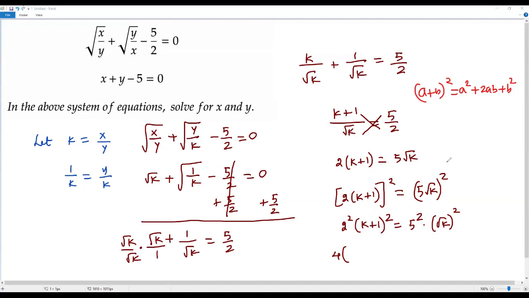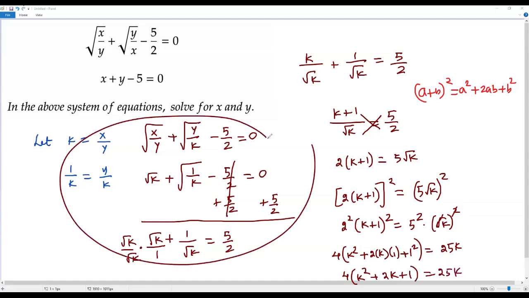Now to get the expansion of this one, we have to use this trinomial. In this trinomial, in the place of a, we have to write k. In the place of b, we have to write 1. Let me do it. Then I'm getting k squared plus 2 times k times 1, that is 2ab, plus b squared, meaning 1 squared. And here 5 squared is 25, and this square root and the 2 will cancel. I'm just getting k. Now 4 times k squared plus 2 times k times 1, which is just 2k, plus 1 squared, which is just 1, equals 25k.